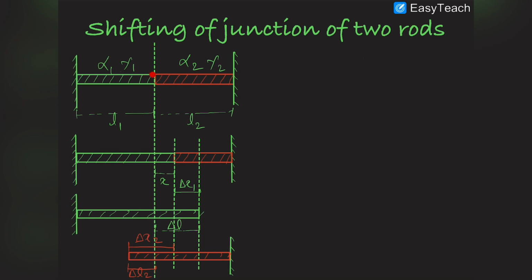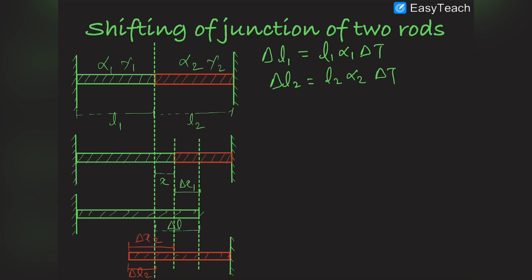We assume that if this rod was alone, then it would have expanded freely by a length of delta L1, and therefore delta L1 = L1 alpha 1 delta T, and if this red rod was alone, then it would have expanded by a length of delta L2, and therefore delta L2 = L2 alpha 2 delta T. But we know that these are joined together, and therefore there would be no independent shift in each of them. So let us assume that this joint has shifted by a distance of x towards the red rod.